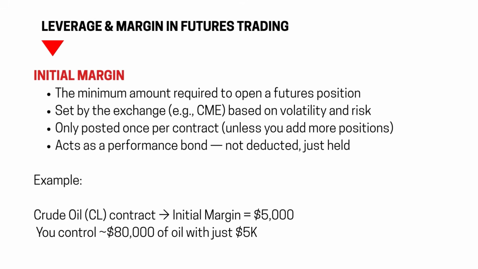And there are various types of margin. The first one we need to know about is initial margin, and that's the minimum amount required to open a futures position. It's set by the exchange, based on volatility and risks, and only posted once per contract unless you add more positions. Like I said, it acts as that performance bond, not deducted, just held, like an insurance policy. Example there, crude oil contract, say initial margin 5,000, you control say 80,000 of oil with just 5k.